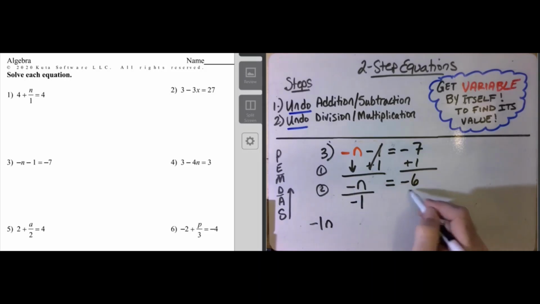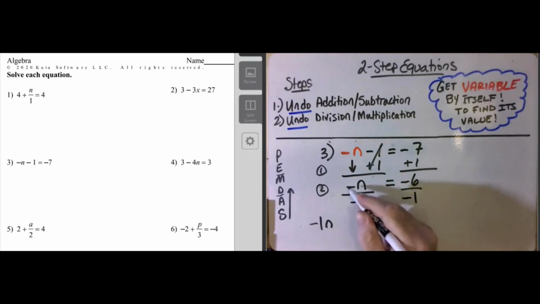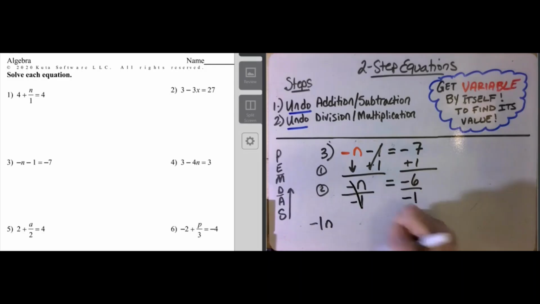In this case, it's a negative 1, and whatever you do on one side of the equal sign, you need to do to the other. So negative 1 over negative 1, that 1 is assumed, of course, is a 1. That leaves n by itself. Negative 6 over a negative 1. Negative 6 divided by negative 1 is 6. So n is equal to 6.